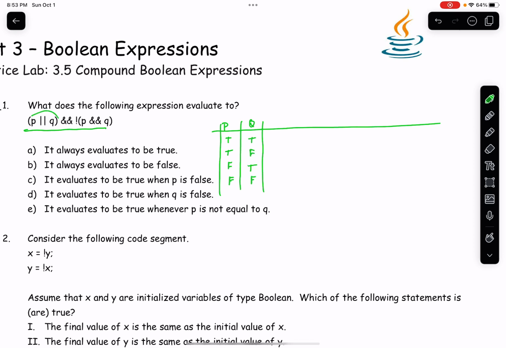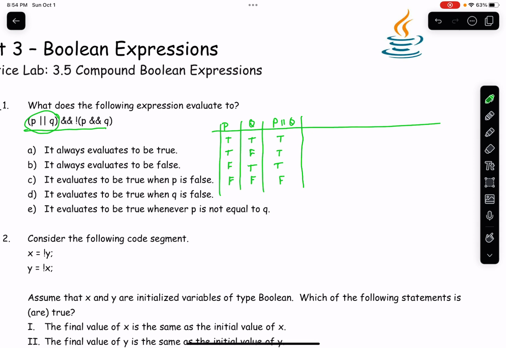So the first thing I have here is P or Q. That's an easy one. And you remember only one has to be true for P or Q to be true. So that would be true, that would be true, that would be true, and that would be false.